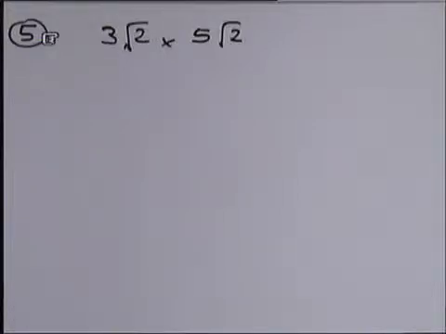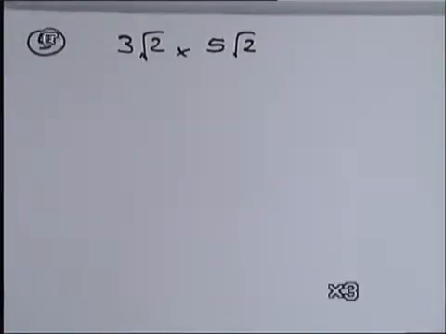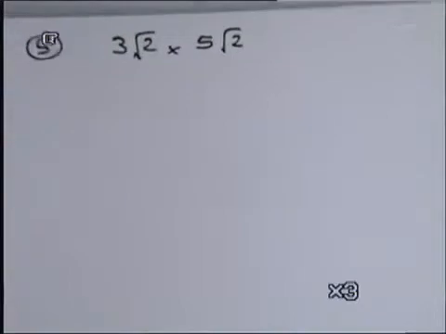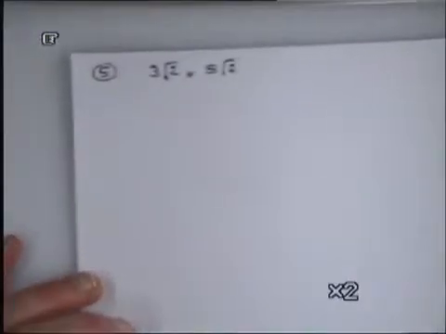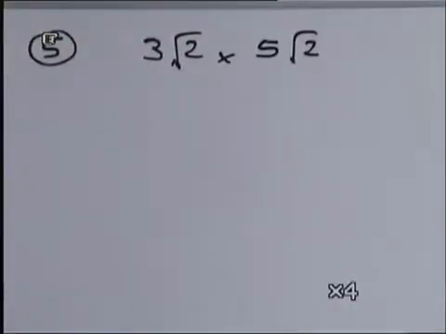In this video, we're continuing to look at simplifying surds. If you're coming to this video, can you please make sure you've watched part 1 first, where there are 4 examples to start us off. So the first one we're looking at now is 3 root 2 times by 5 root 2.